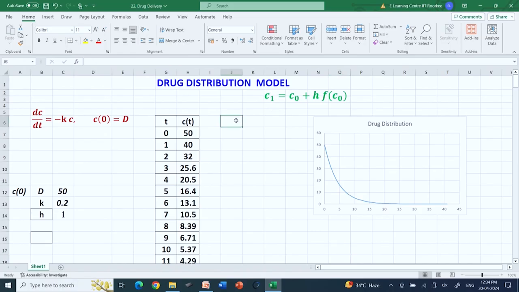Already I have done it, but to show you again, this is say t and this is C(t). Let me increase the font size to 20, make it a bit bold and in the middle.